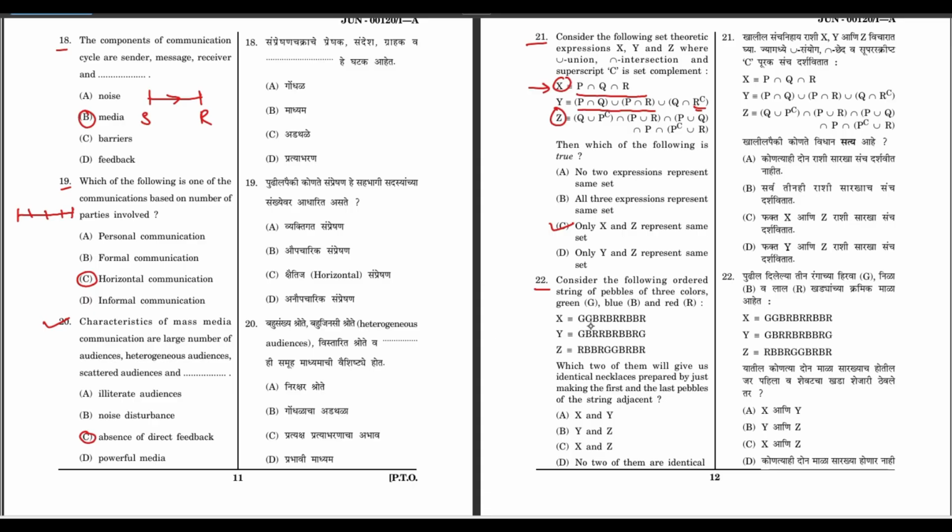So let's check. Color green, green, blue, red, blue, red, red, blue, blue, red. Then green, blue, red, red, blue, red, blue, blue, red, blue, red, green. Next, red, blue, blue, red, green, green, blue, red, blue, red. So blue, red, red, blue, blue, red. If we reverse these letters, it becomes red, blue, blue, red, green. So strings X and Z form identical necklace when rotated. So correct answer is C.